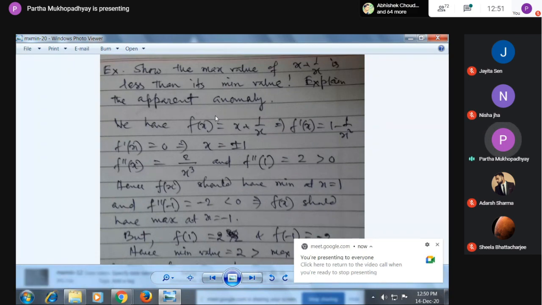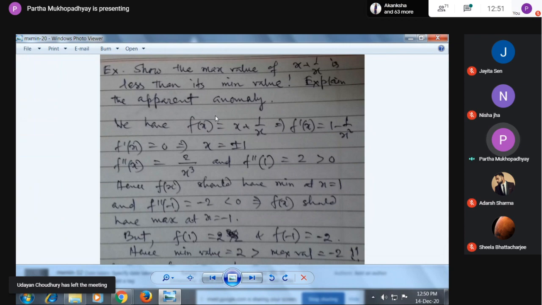What was that point? The function must be continuous in the interval where we are trying to find the maxima and minima. If the function is not continuous, then there is no meaning of finding the maxima and minima. Anomalous results will come. Okay.